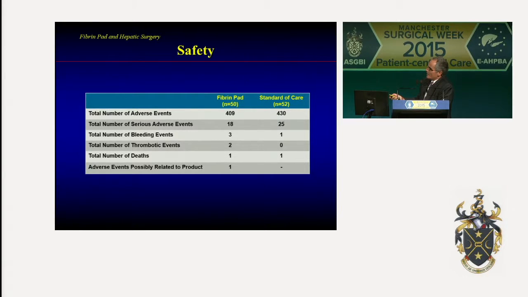There were 2 thrombotic events in the fibrin pad group: a subclavian vein thrombosis in a patient with a central line and a portal vein thrombosis, and it was deemed not related to the product. There was 1 death in each group related to liver failure. There was 1 event possibly related to the product in the fibrin pad group, which was an intra-abdominal collection treated with percutaneous drainage.